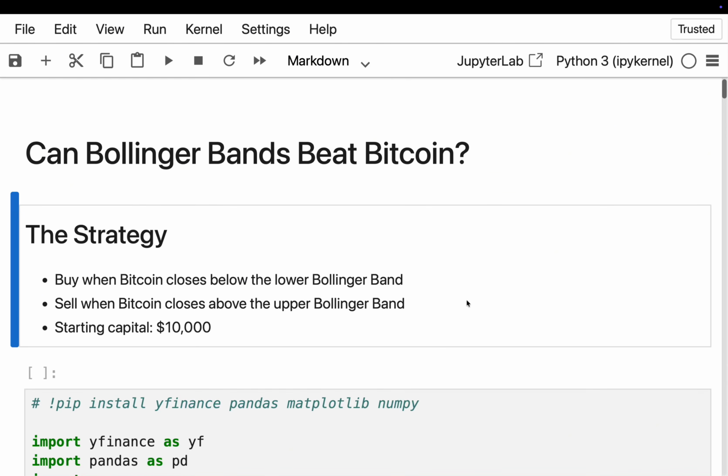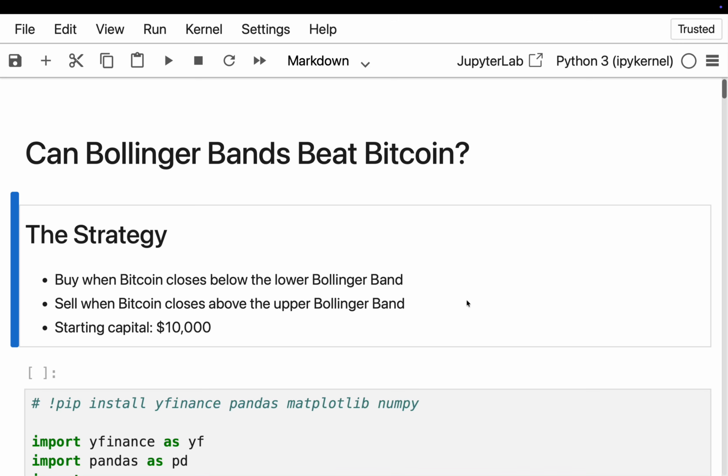On this channel, we test trading strategies with real data, real Python code, and real backtests. Because financial YouTube has already suffered enough from people drawing triangles on charts with complete confidence. Last time, MACD was surprisingly respectable. So today we're testing another legendary indicator, Bollinger Bands.